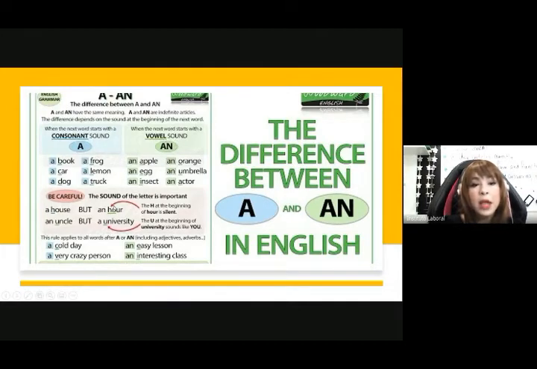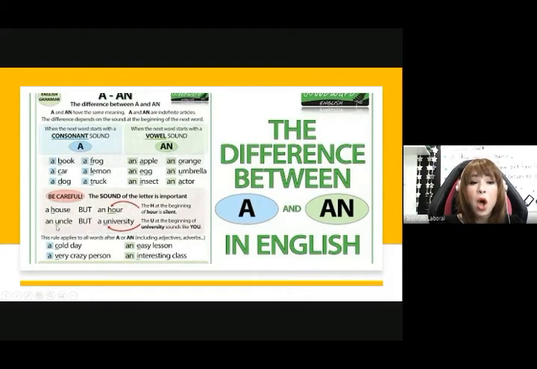Okay, be careful. The sound of the letter is important. Sometimes we have some words that start with a consonant, but they sound as vowels. Like for example, house. In here, the H sounds like a consonant, a house. But with the word hour, the H is silent. So it doesn't sound. We hear the sound of the vowel. So we have to use an hour.